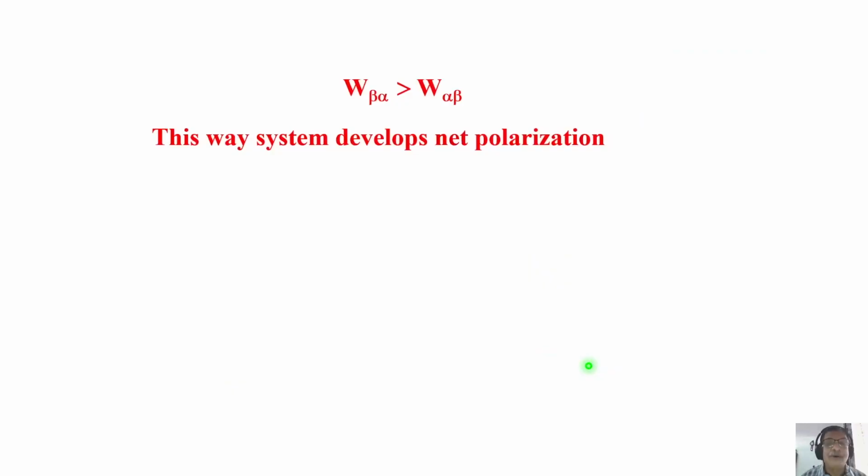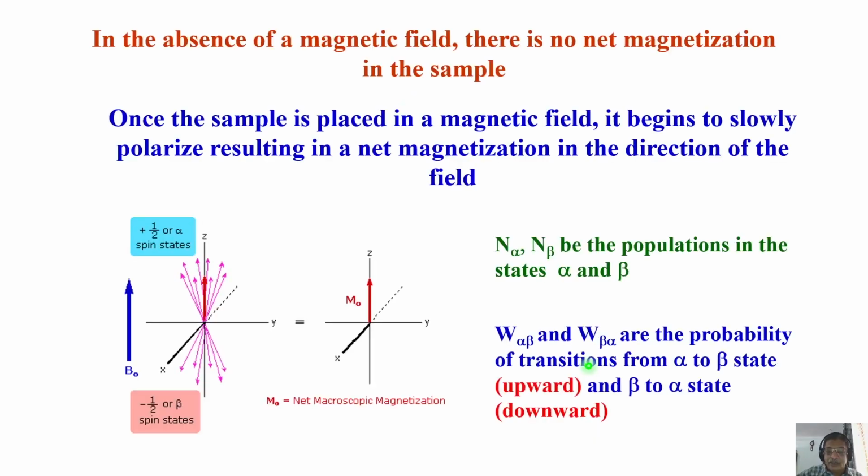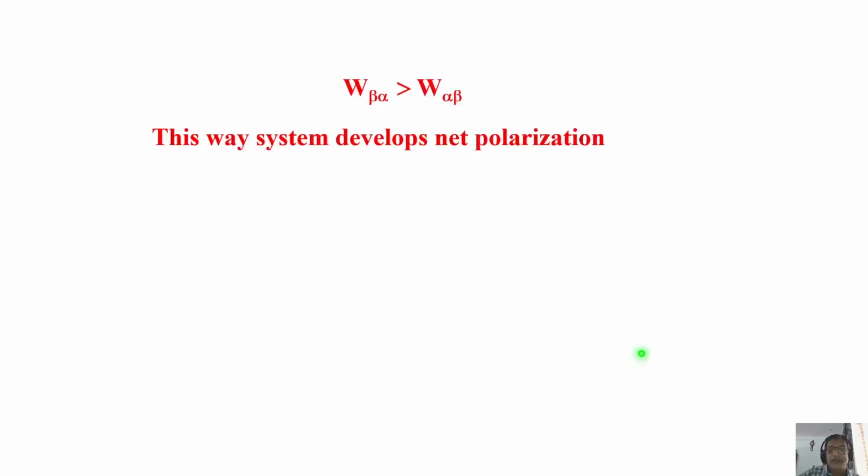It has to be now that W beta alpha has to be larger than W alpha beta. You know why? That is the only situation where you can see W beta alpha, that is from downward to upward, the probability to transition from alpha to beta, beta to alpha. So this one, W beta alpha, has to be larger.